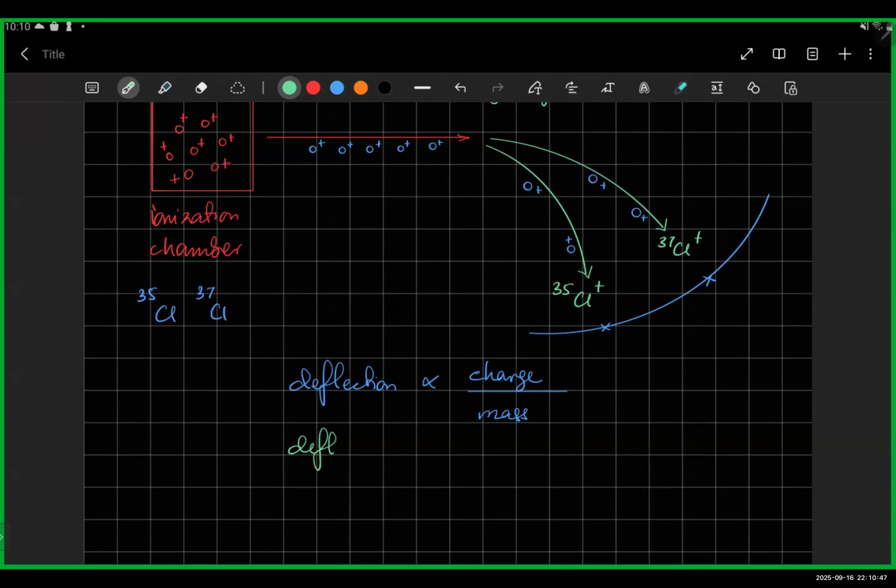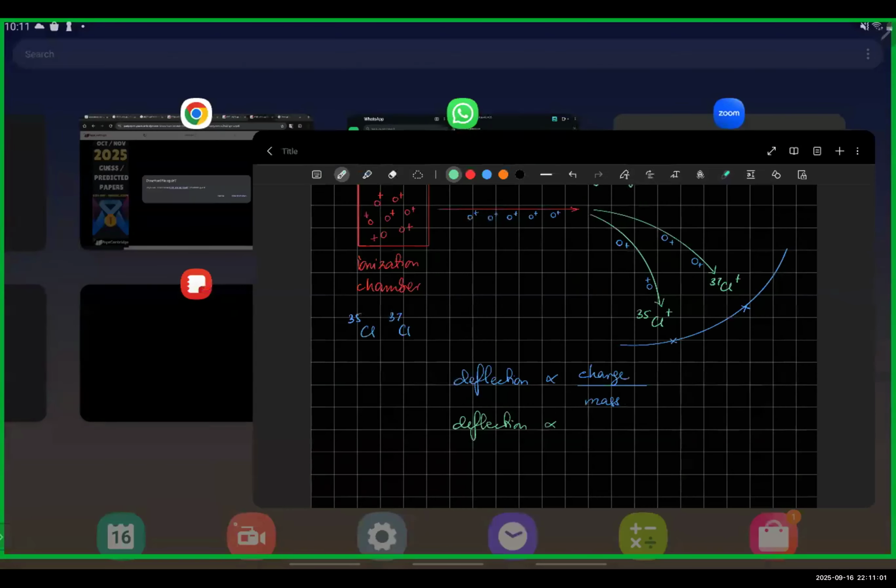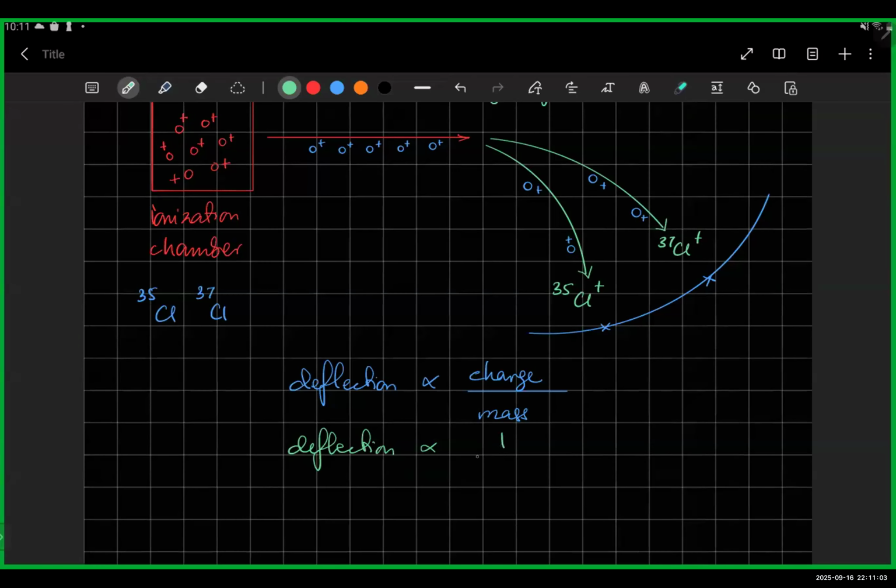You can remember deflection is inversely proportional to the mass. So the way the weighing balance works is, at the atomic level you don't have a weighing balance. What you have is a deflection. And based on the angle that these particles are getting deflected by, you can calibrate it and guess the mass of the particles.